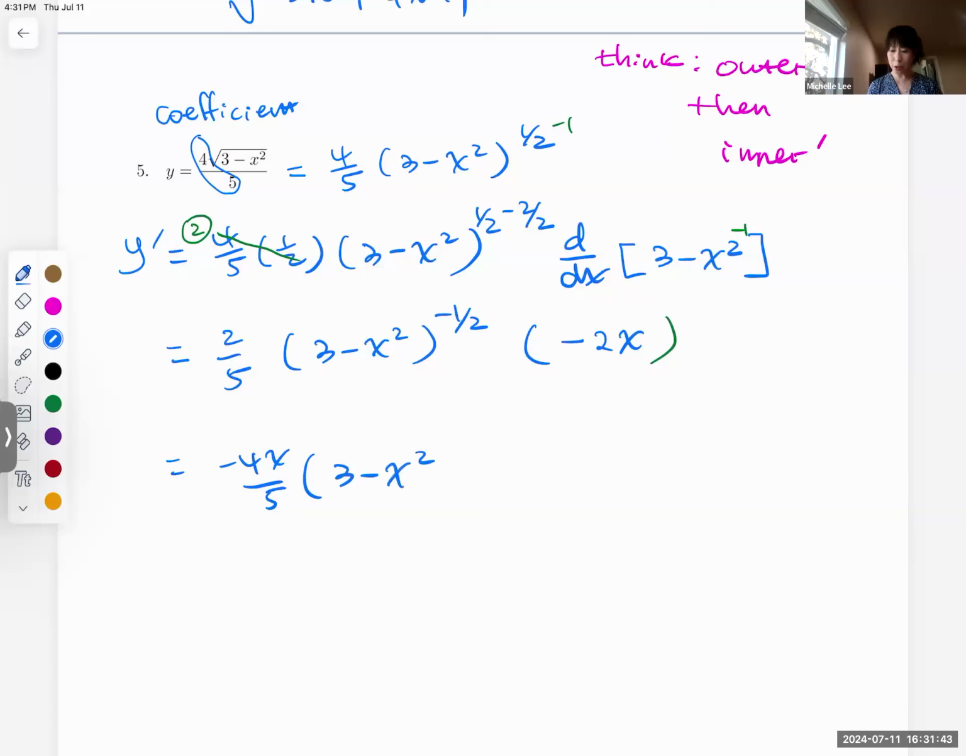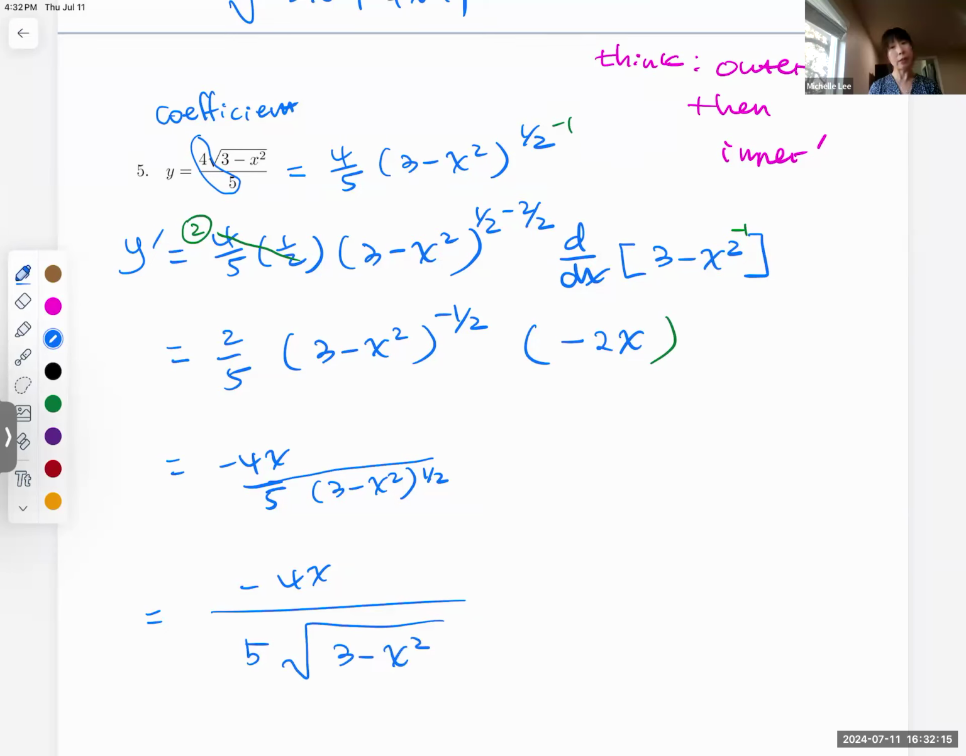3 minus x squared to the negative 1/2. Well, negative 1/2, we can express as a positive power. So look, 3 minus x squared to the 1/2 power. Yeah. Okay, 1/2 we can express as a radical, square root. So negative 4x over 5 square root of 3 minus x squared.